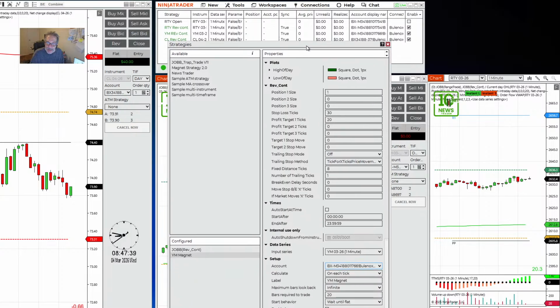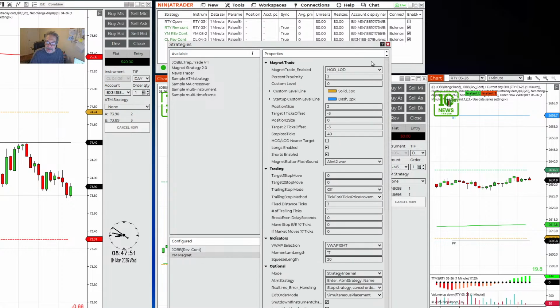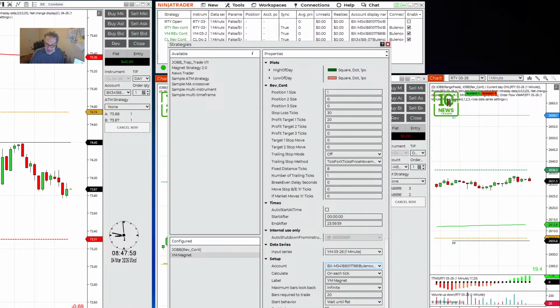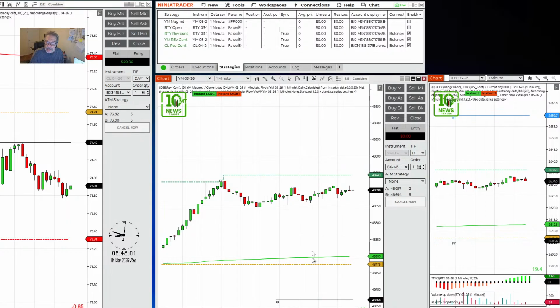And I'm trading that. So I have 2 funded accounts. RTY and MNQ are in the same account. YM's in a different one. So YM magnet. Two contracts looking for a test of the magnet. All right, that's my test. Apply it, okay it, turn it on.